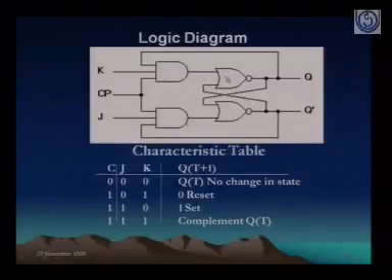I would like you to try this out. Let's say J and K both have the value 1, and we assume the value of Q at that point of time is also 1. So obviously Q dash is 0 at that point of time, and the clock pulse occurs. So what are the values? J is 1, K is 1, and the clock pulse is 1.